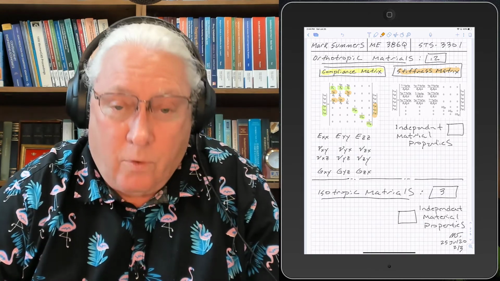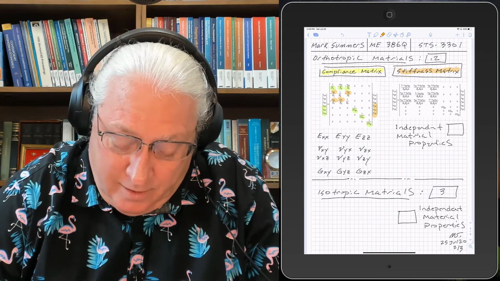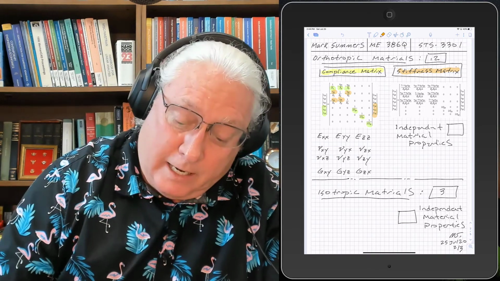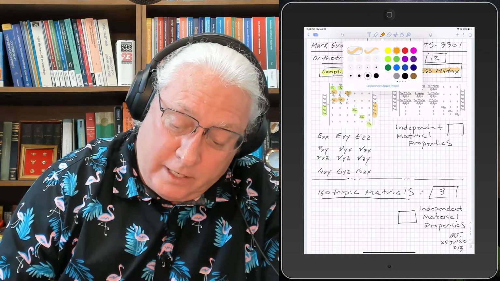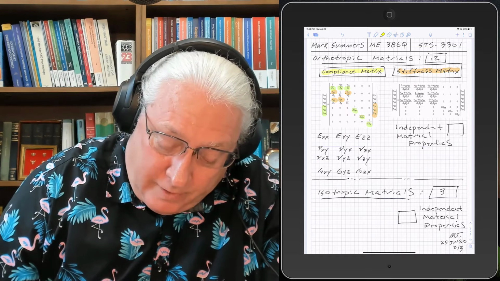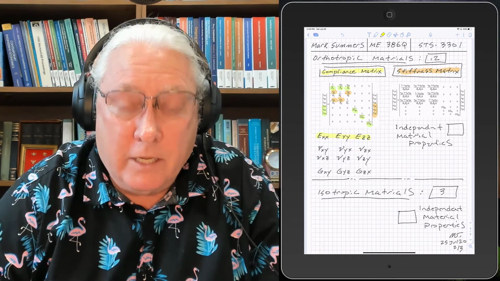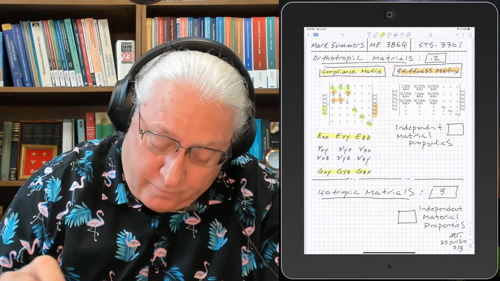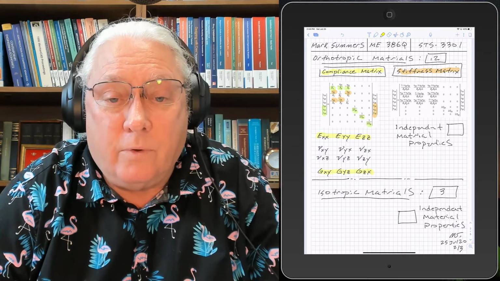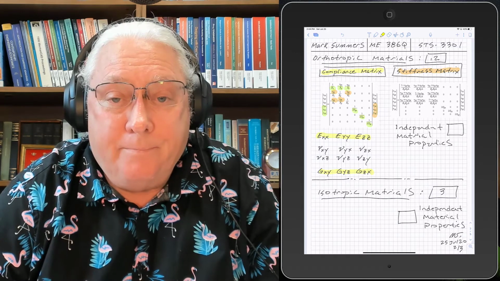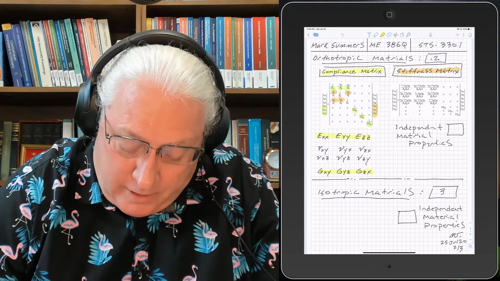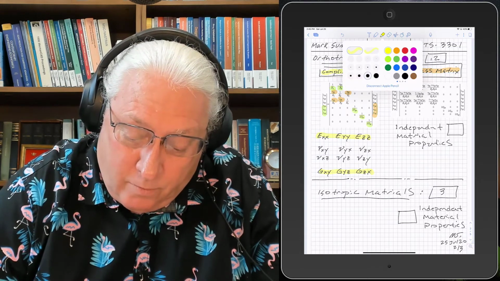So here's the different material properties that you have for general orthotropic materials. So we've got 3 values for Young's modulus, we've got 3 values for shear modulus, and we've got 6 values for Poisson's ratio. But it turns out that some of these are related, and let's identify the ones that are related.